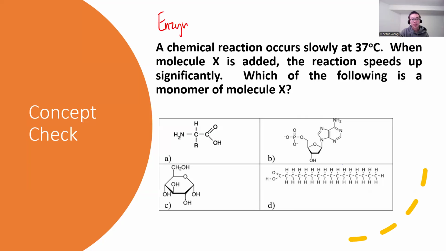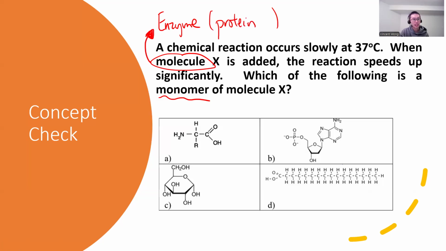Because molecule X speeds up the reaction significantly, we can reasonably say it is an enzyme. Now, the question is asking which of the following is a monomer of molecule X. In other words, what's the monomer for an enzyme? So you have to think about this. What is an enzyme? Is it carbohydrates, lipids, proteins, nucleic acids? What are enzymes made up of? Protein. Protein is correct.